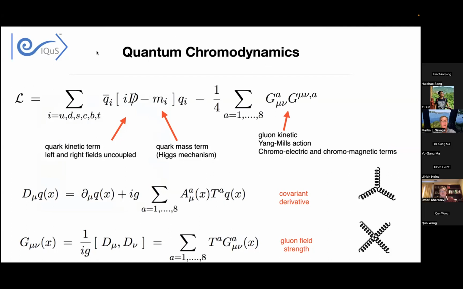The Lagrange density for QCD is very simple to write down. There's a kinetic energy term for the quarks, which contains both a partial derivative acting on the quark field and also couplings to the gauge field. There's a mass term for the quarks, and then there's the kinetic energy and potential energy in the gluon field in terms of E squared and B squared. So this is entirely the QCD Lagrangian, and is what we've been focused on since the early 1970s.